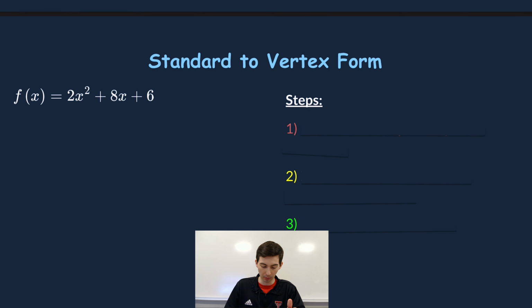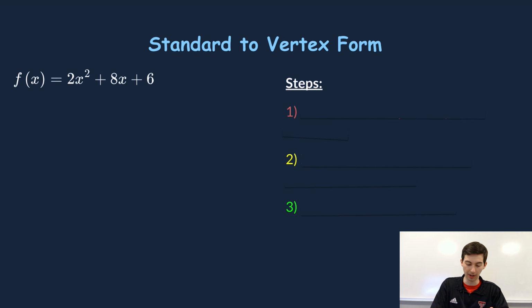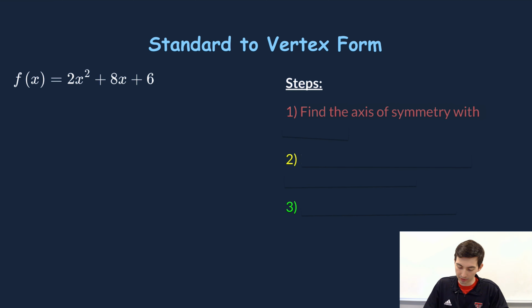So first, let's see how we're going to go from standard form to vertex form. And each of these are going to have 3 steps. So for my first step, I want to find the axis of symmetry with the formula. We're going to use x is going to be equal to negative b over 2a. Okay, so this is the formula we're going to be able to use to find the axis of symmetry.